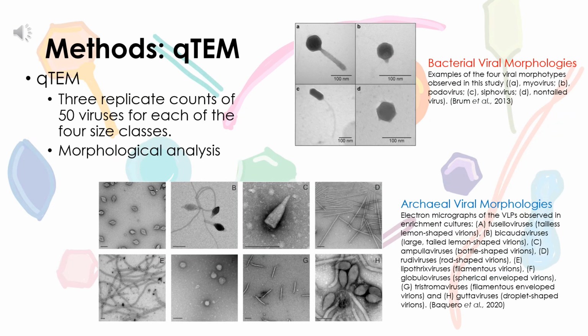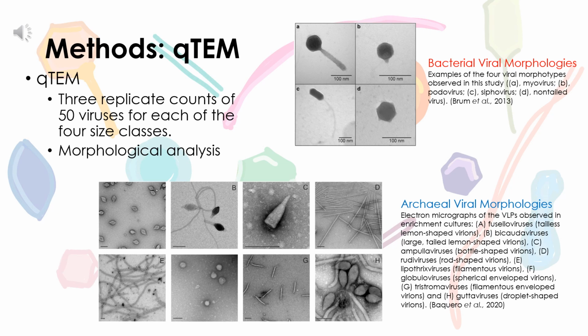The study follows the methods of Brum et al. 2013, who completed qTEM on sea surface samples from Tara Oceans. In her analysis of over 1,400 viruses, she demonstrated 4 bacterial virus types, 3 of them being Caudovirales, or tailed viruses, shown in red. My morphological analysis includes an additional 6 archaeal morphotypes, denoted in blue. All morphotypes shown except for tailed lemons, B, and filamentous enveloped virions, G, were found in my analysis.